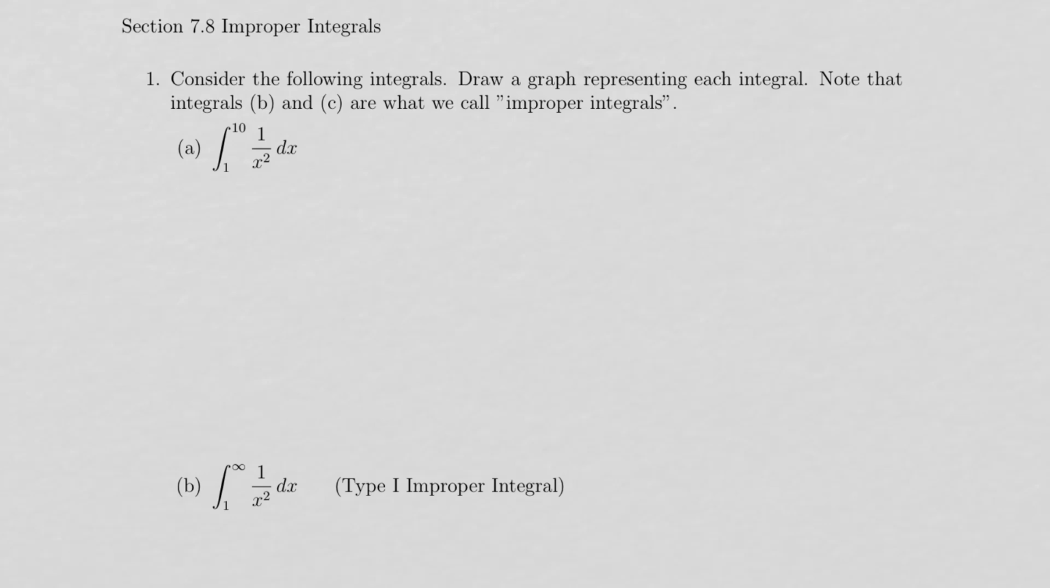At the very beginning, what I want to do is take a look at these two. I'm just going to look at a and b to start. The a is the integral from 1 to 10 of 1 over x squared dx, and b is the integral from 1 to infinity of 1 over x squared dx. And I want you to visualize what's actually happening with both of those integrals.